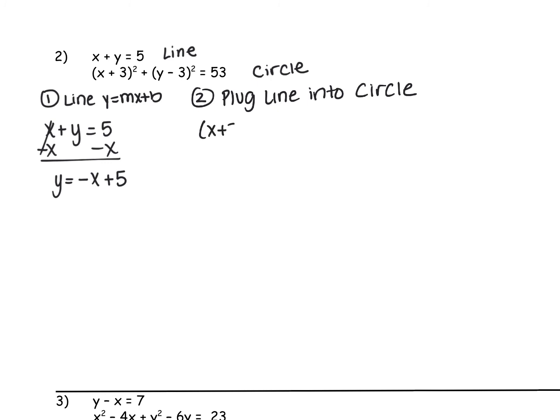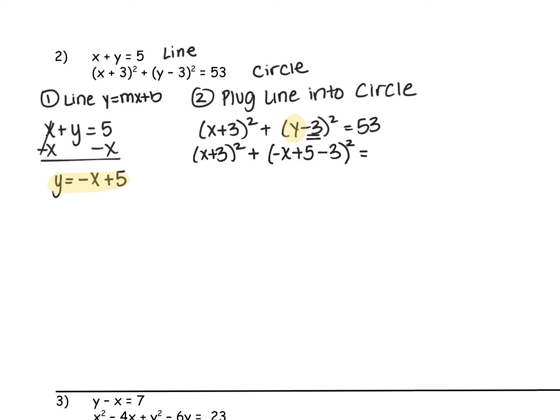So I'm just going to rewrite the circle, x plus 3 squared plus y minus 3 squared equals 53. So we're going to plug this y of negative x plus 5 in for that y. So we've got x plus 3 squared plus my y, which is negative x plus 5 minus 3, don't forget this minus 3, squared equals 53.